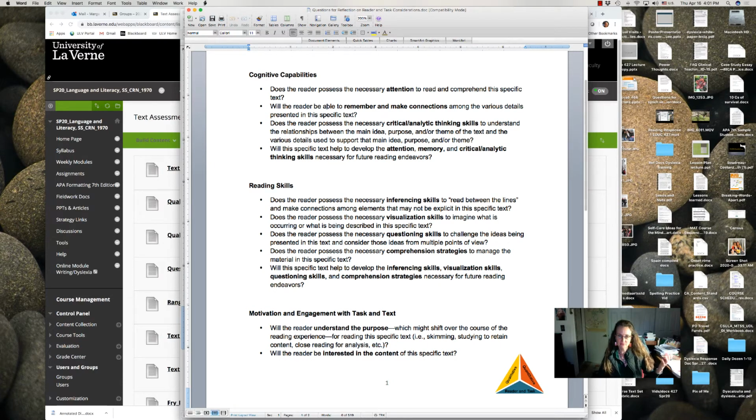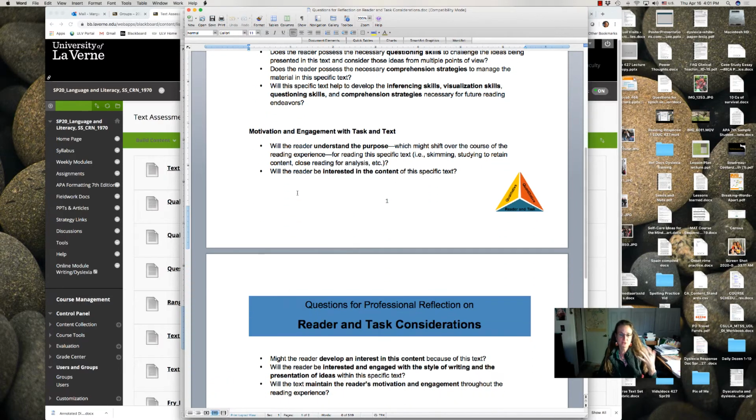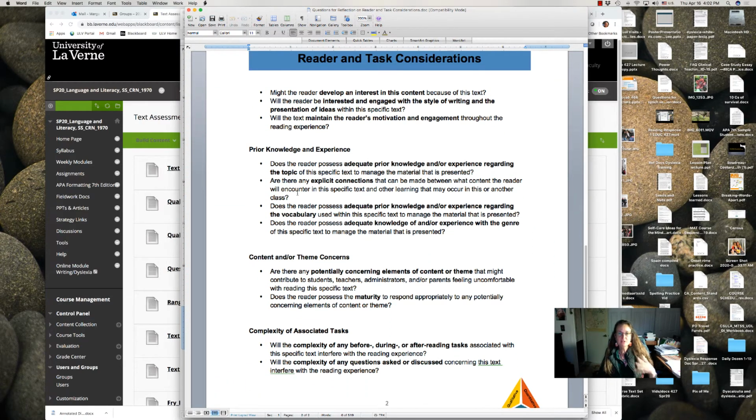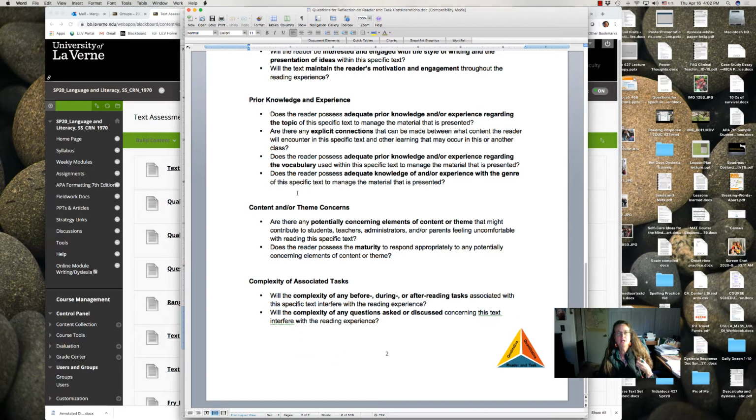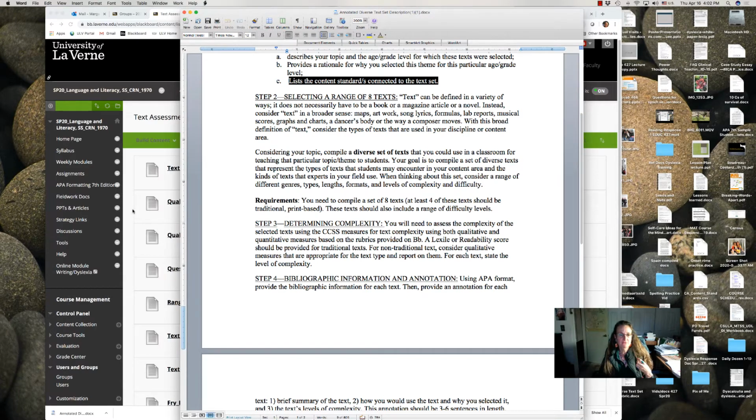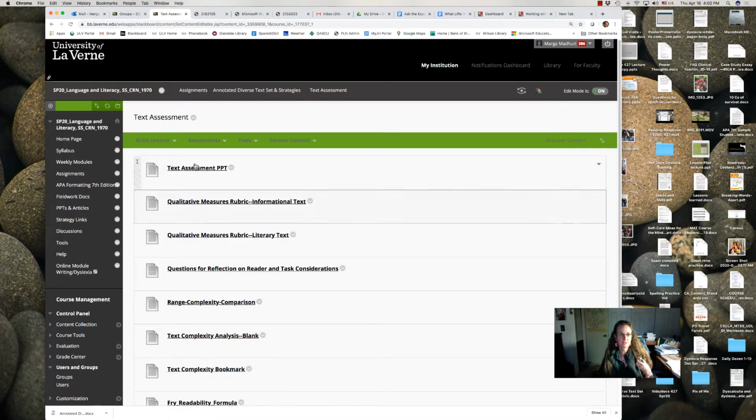What are their cognitive capabilities? What are their reading skills? What's their motivation? How do these things play in? So thinking about reader and task considerations, what is the level of text based on that? And then the final piece is the quantitative piece.